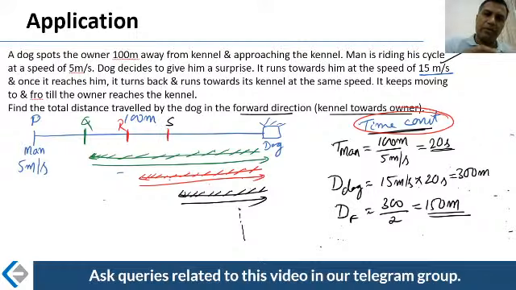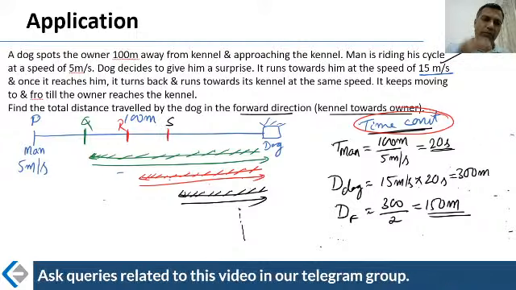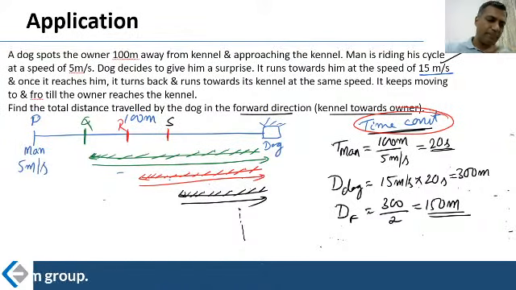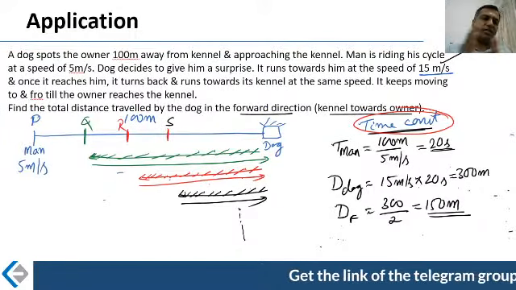The distance traveled by the dog in the forward direction is the same as the distance traveled by the dog in the backward direction, because the distance won't shrink the moment the dog starts going backward. It is the same distance. Whatever it traveled forward, it has to travel backward.